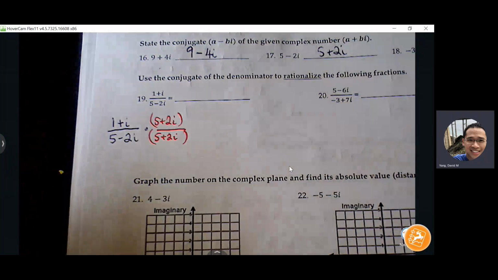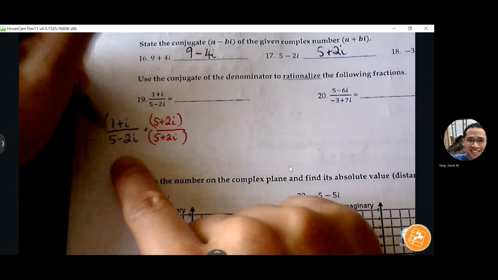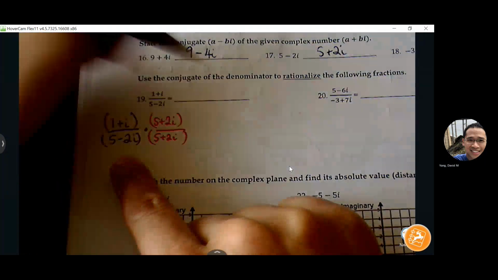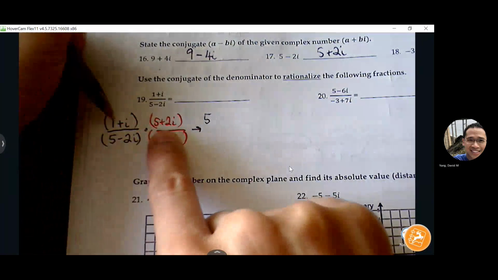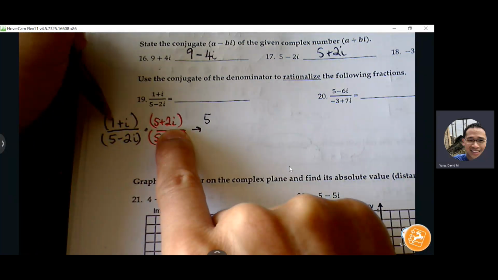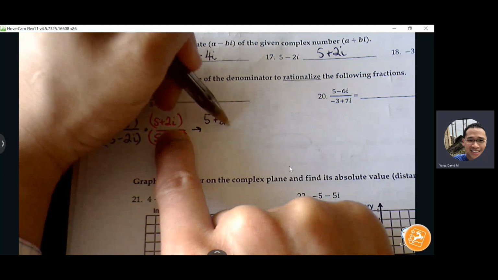Okay, so now we're going to FOIL everything out. Top with top, bottom with bottom. So 1 times 5 is 5. 1 plus i times 2i is 2i.